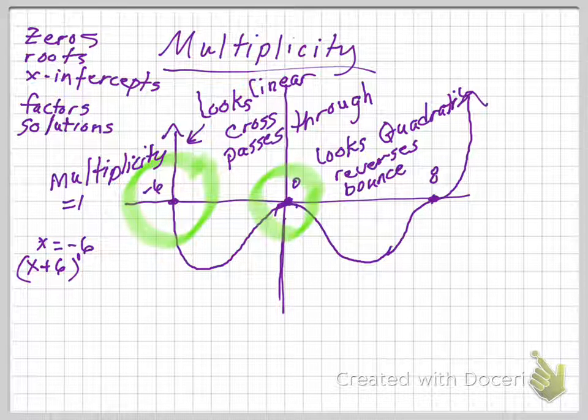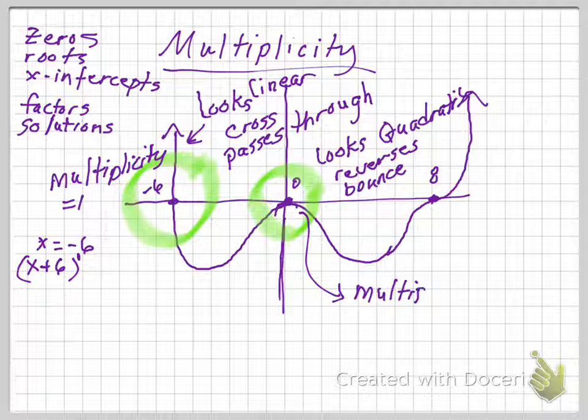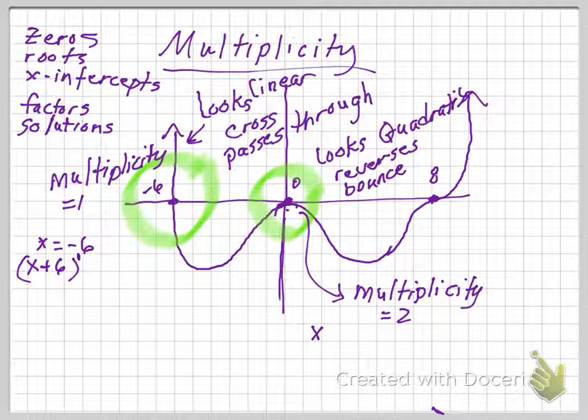But it looks quadratic. So this one, I'm going to draw it down here. This one is multiplicity 2. And then when I write the factor, it's at 0, so I don't need a plus or minus 0. I would just write that factor as x squared. So the exponent is 2.